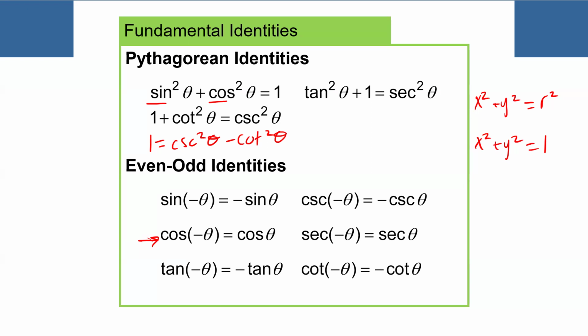All right, so now it says cotangent of negative theta. If I'm looking for cotangent of negative theta, what is the rule for that? Negative cotangent. And do we know our cotangent? What's our cotangent?